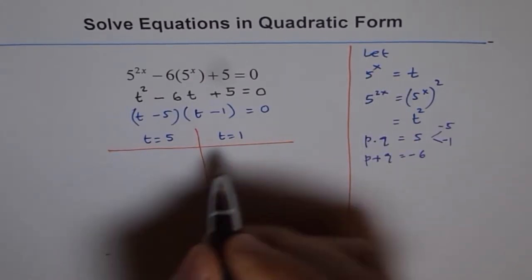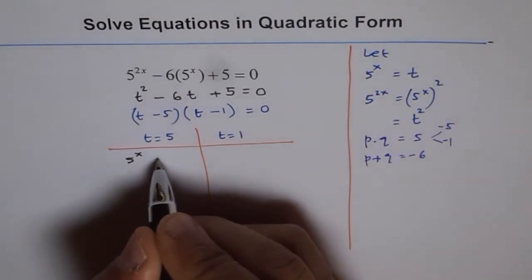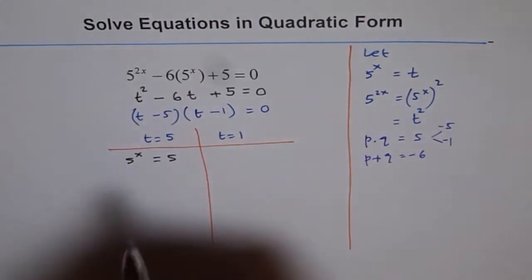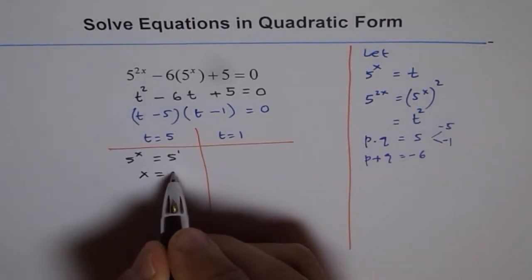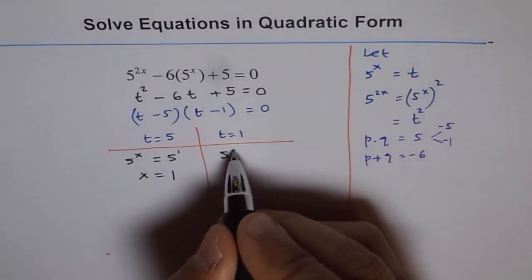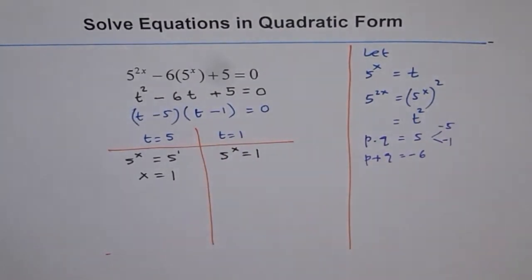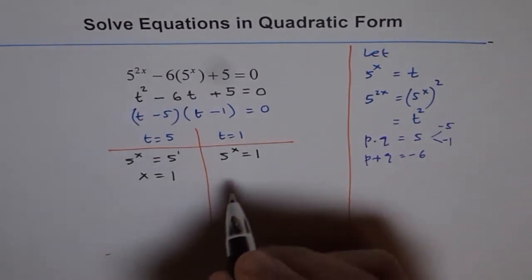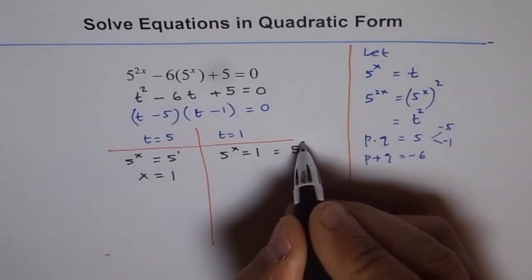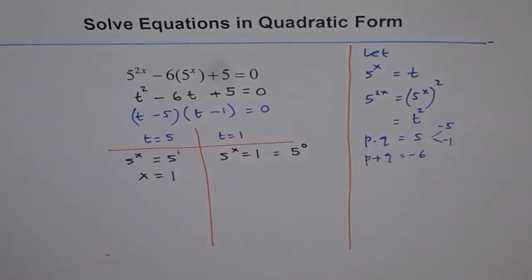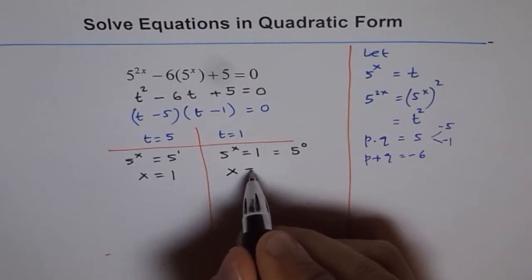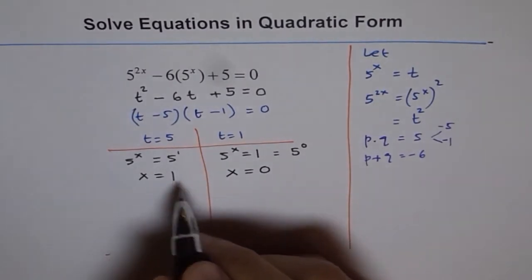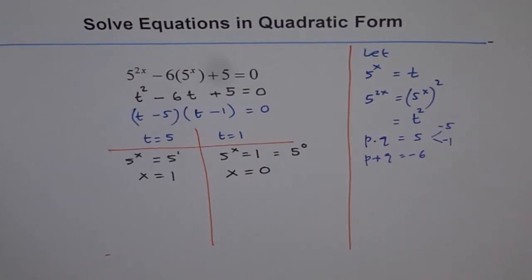Okay, so let's do that. So if we say now 5 to the power of x is 5, well, that is possible if we assume 1 to be the power, right? That means x equals 1. Now here we say 5 to the power of x is 1. But how can I get 1 as a power? Well, you remember, anything to the power of 0 is what? Anything to the power of 0 is just 1. Therefore, comparing the exponents, we can write x equals 0. So these are our 2 solutions. x equals 1 and x equals 0.